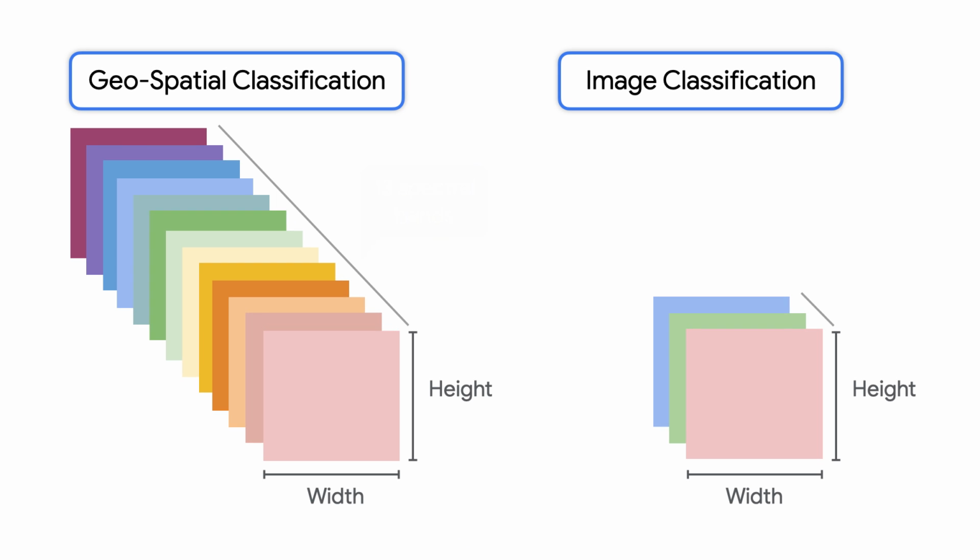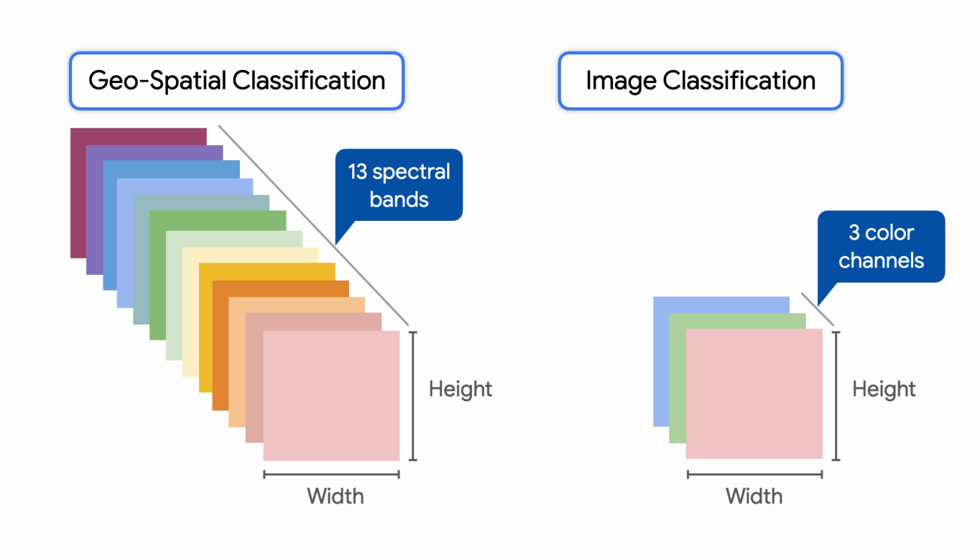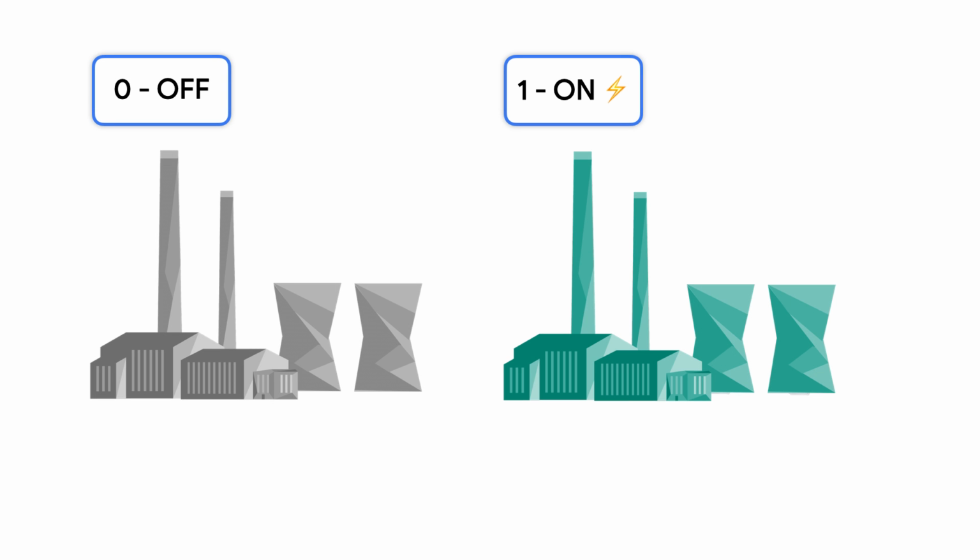For example, Sentinel-2 contains 13 spectral bands. If you are familiar with image classification problems, you can think of the bands similar to images as red, green, blue RGB channels. However, when working with satellite data, we generally have more than just 3 bands. As for outputs, in this example, the output is a single number between 0 off and 1 on, representing the probability of that coal plant being on.